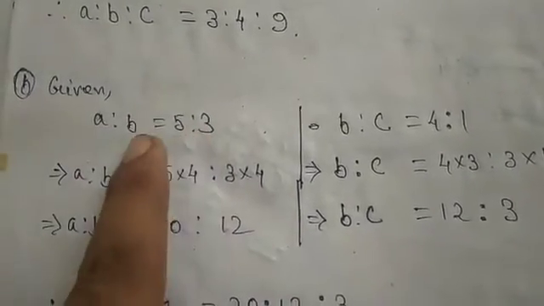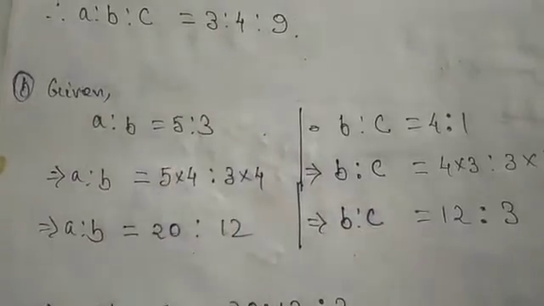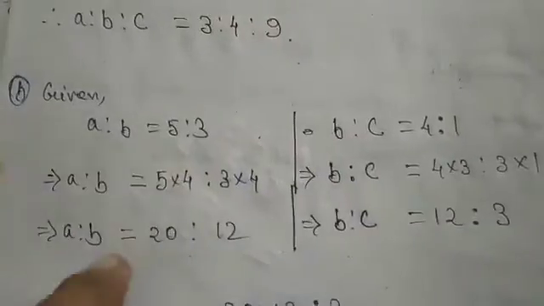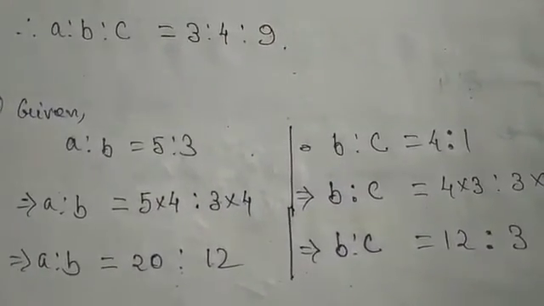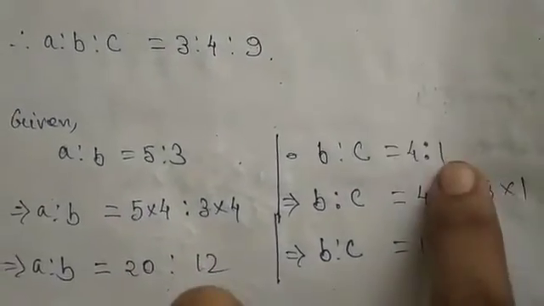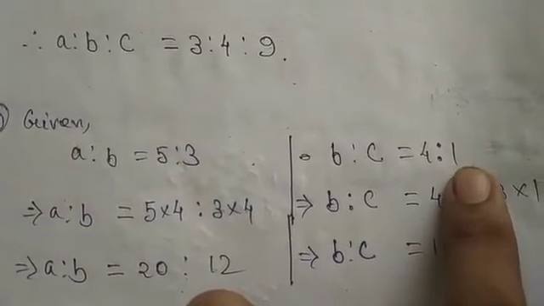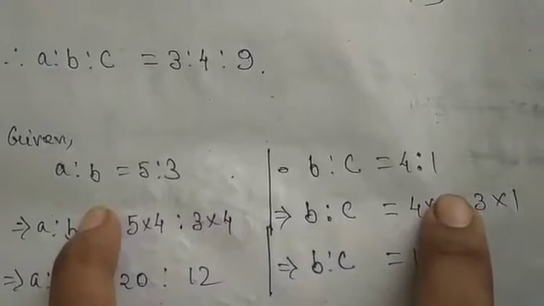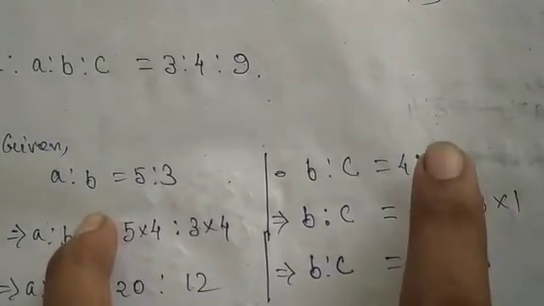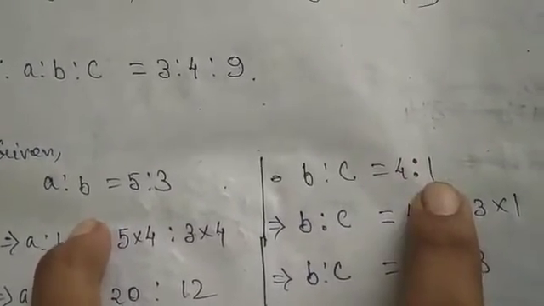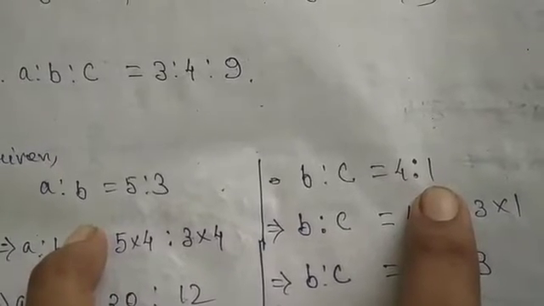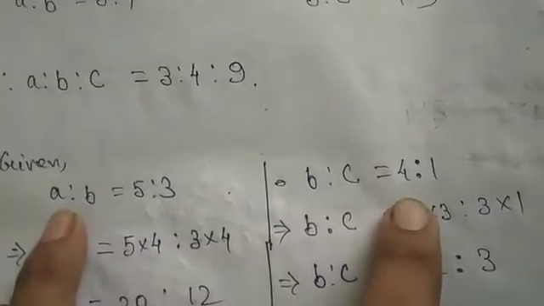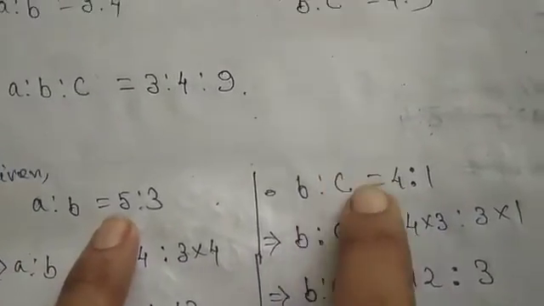So here B is 3, so I am multiplying this 3 with the whole ratio here, and here B is 4, so I am multiplying this ratio with 4, because B is our connecting point here. Now if they have asked to find out A is to C is to B, then we have to find out which value is the connecting.